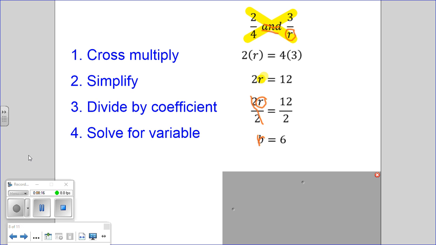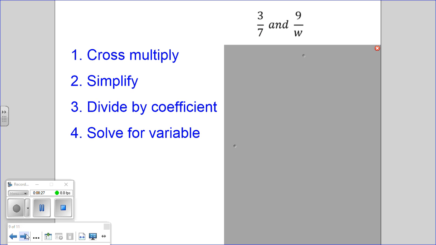So not too difficult to solve proportions. Cross multiply, simplify, and then divide on both sides by the coefficient to get your variable. All right. This time we have 3 over 7, and it is equal to 9 over w. So we are going to cross multiply 3 times w and 9 times 7, or 7 times 9.